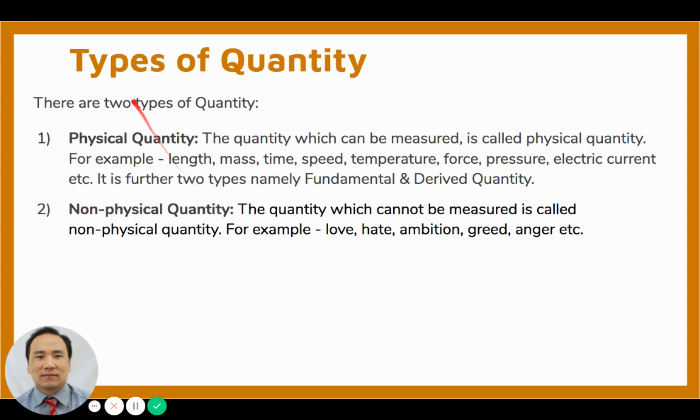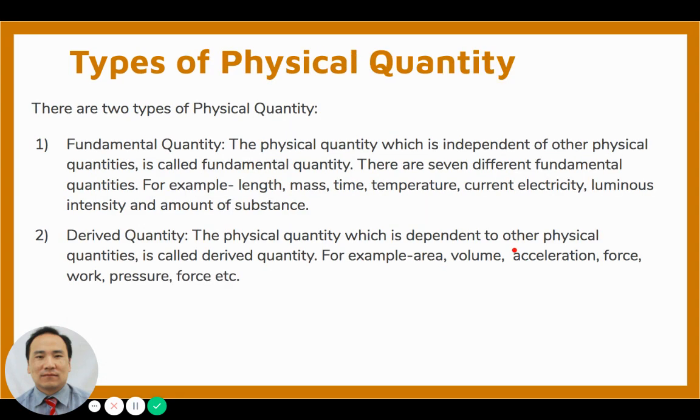Non-physical quantity is just the opposite of physical quantity. Here it can be measured, here it cannot be measured. So the quantity which cannot be measured is called non-physical quantity. What kind of quantity can we not measure? Like love. We cannot measure love. Hate, ambition, greed, anger. We cannot measure them. That is why they are called non-physical quantity.